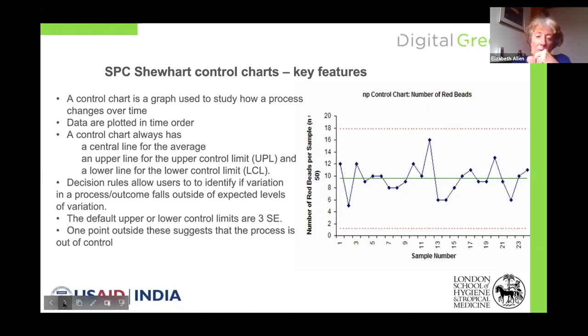In the graph on the right, you can see everything is between the red dotted lines. This was a very simple example of a control chart checking the number of red beads included in packets of beads being sold in shops. It's all produced by a machine. You don't want too many red beads or not enough red beads, but you don't expect every packet to have exactly the same number. That process wobbles around a bit as you would expect, but doesn't go outside the limits, which means we're reasonably happy with the way the machine is working. The default upper and lower control limits are three standard errors or three standard deviations of the mean. One point outside of these does suggest that something is happening that we would want to explore.